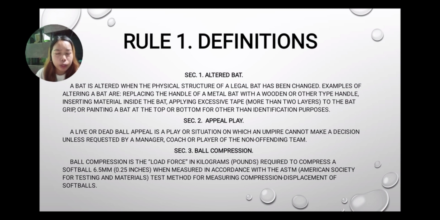For example, altering a bat by replacing the handle of a metal bat with a wooden or other type of handle, inserting material inside the bat, applying excessive tape, more than 2 layers, to the bat grip, or painting a bat at the top or bottom for other than identification purposes. Section number 2, appeal play.